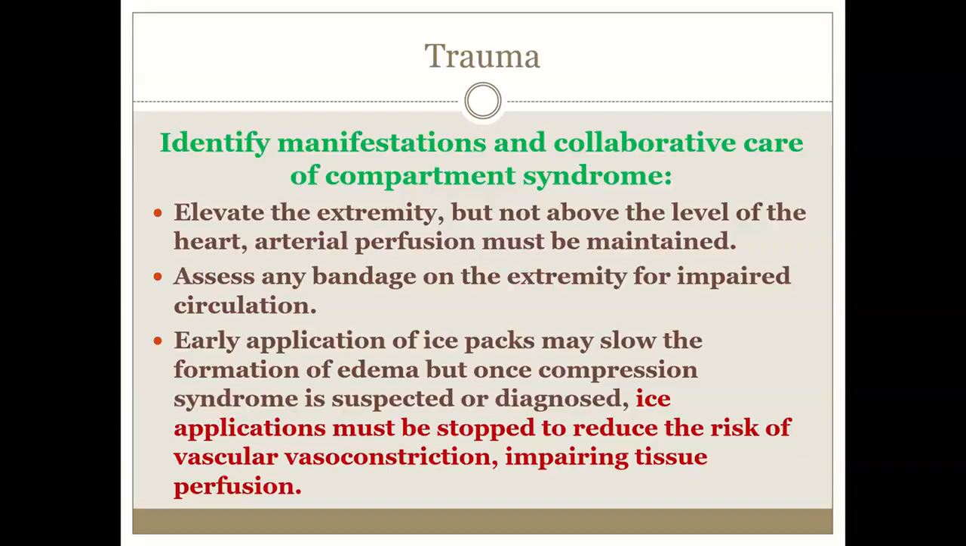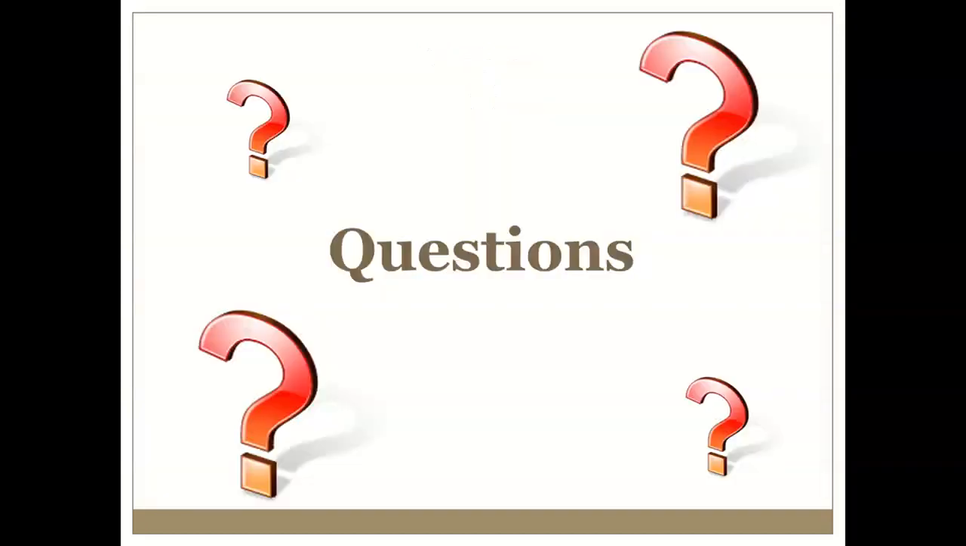Because ice will cause vasoconstriction, and then that will severely compromise arterial perfusion even more. So these are things that you do. As soon as the injury is identified, you want to elevate and add your ice, and that is for the general edema. But once compartment syndrome is suspected, then that's when you change course and don't markedly elevate the extremities. Stop with the ice. Make sure there's nothing, a bandage or anything that's impairing circulation, and really, really assess your patient.